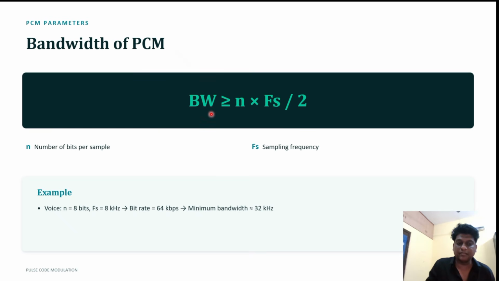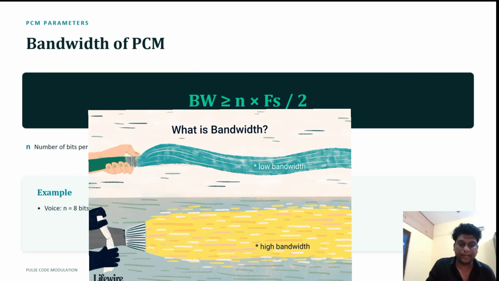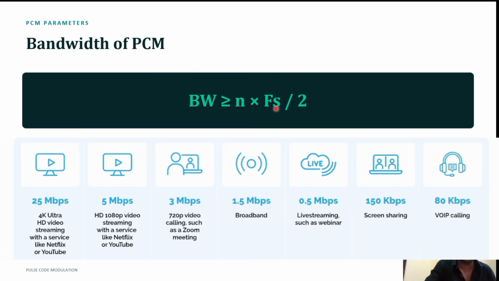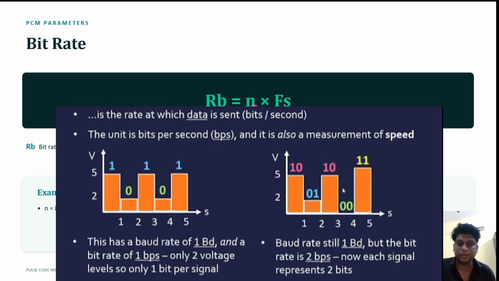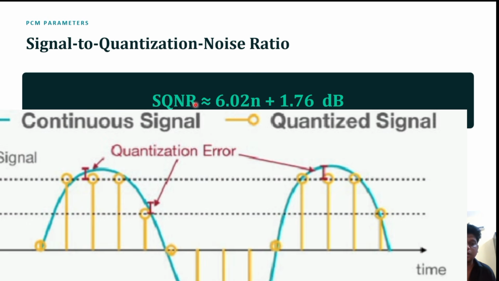Now the PCM parameters, starting with bandwidth, which should be greater than or equal to n times fs divided by 2. Here n represents the number of bits per sample and fs represents the sampling frequency. The bit rate of the PCM system is given by Rb = n times fs, where n defines the bits per sample, fs is the sampling frequency, and Rb is the bit rate, the bits transmitted per second. Then the signal to quantization noise ratio: for uniform PCM, the SQNR is equal to 6.02n plus 1.76 dB. Okay, so it is in decibels.